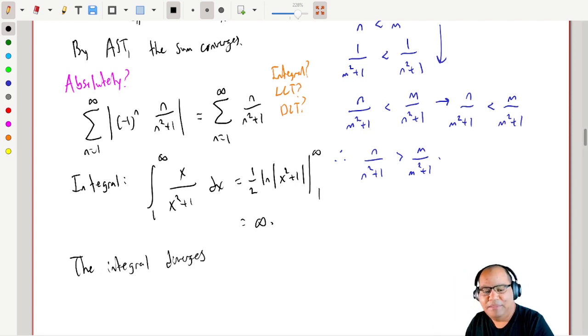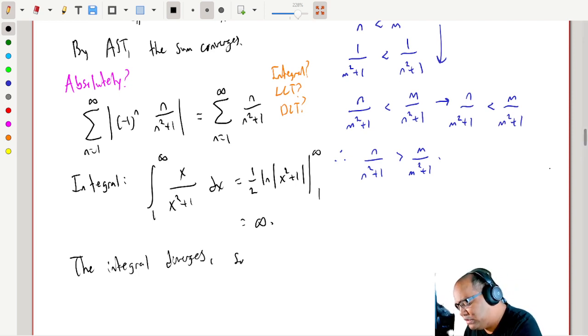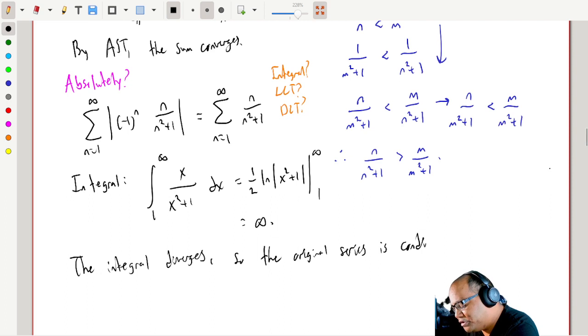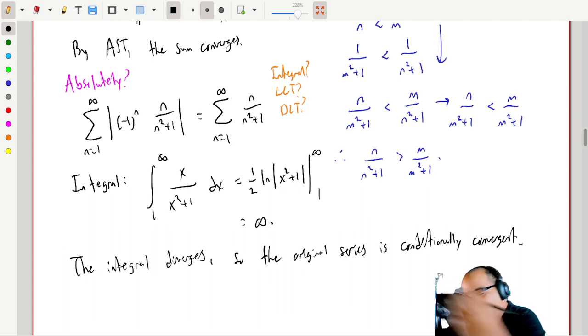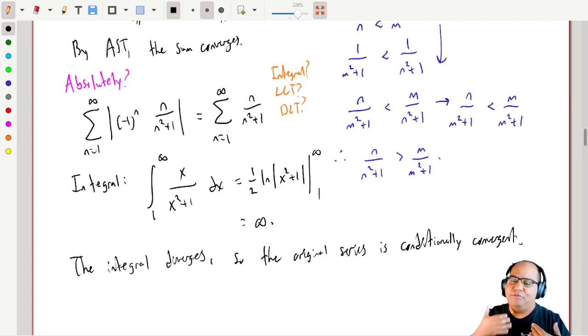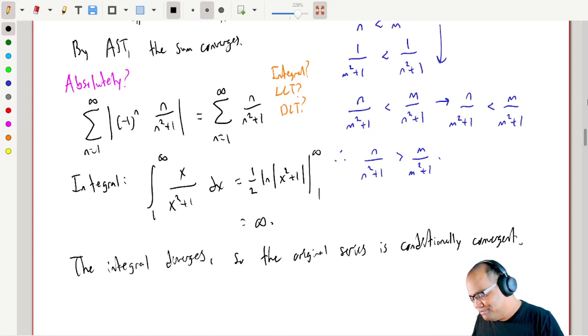And what does that mean? That means the corresponding sum does not converge. So the original series is conditionally convergent. Whenever we test for absolute convergence, we may have to use something new. Absolute convergence is not a test, but rather just another statement that we're trying to show here.